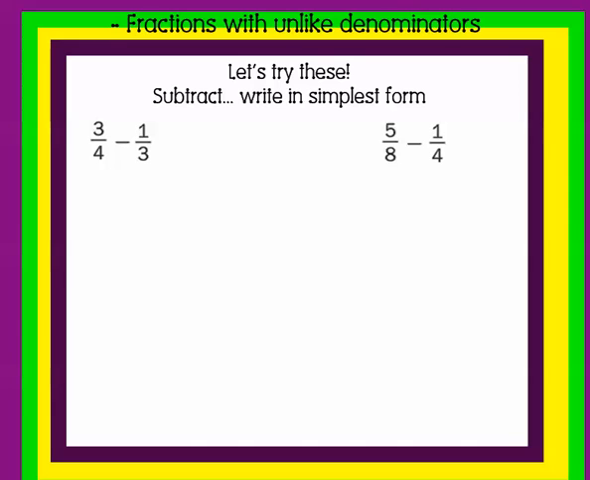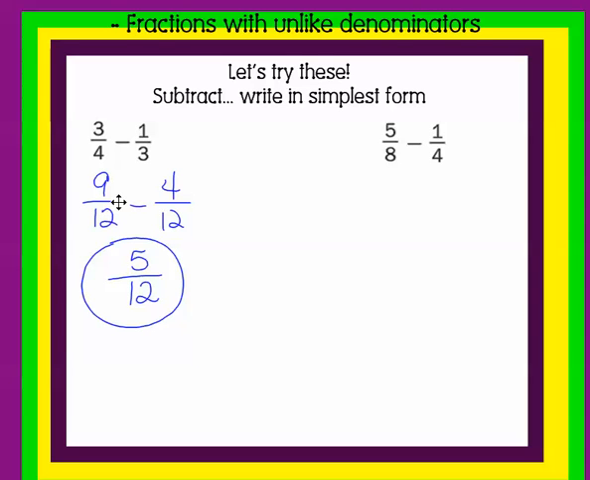So let's try this. Our first problem is 3/4 minus 1/3, and we need to start with a common denominator. We'll go to 12ths. So 3/4 is the same as 9/12, and 1/3 is going to be the same as 4/12. We're going to subtract the numerators. We're going to leave that denominator. We don't have any whole number portions to subtract, so we need to look at simplifying. This fraction's already in simplest form, so we are finished with this one.